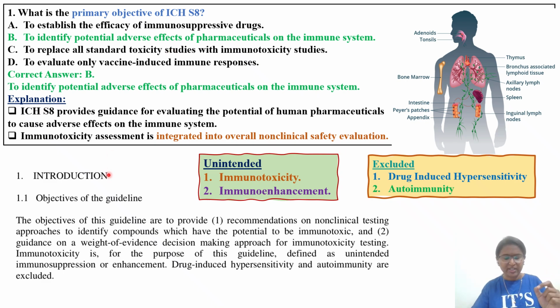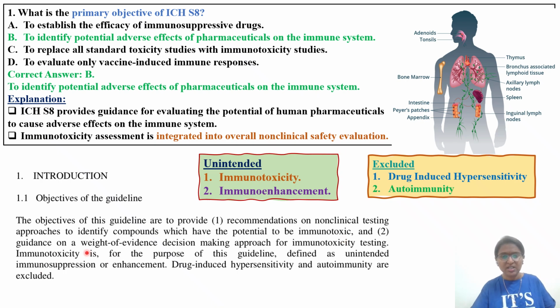That is section 1 of the ICH S8 guideline, the introduction, objectives of the guideline. We'll quickly read. See, the objectives of this guideline are to provide recommendations on non-clinical testing approaches to identify compounds which have a potential to be immunotoxic. If I'm developing a new drug and it is showing certain red flags, certain indications that yes, this developing drug might trigger the immune system, then this particular guideline is going to give you an idea what kind of additional immunotoxicity studies you can do.